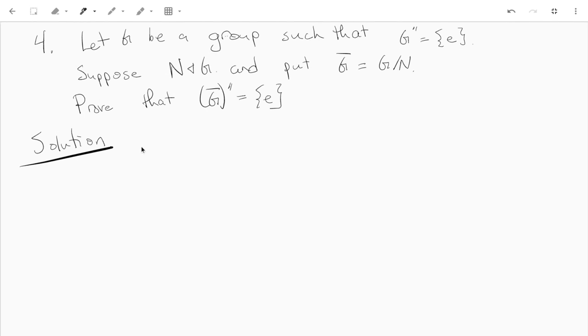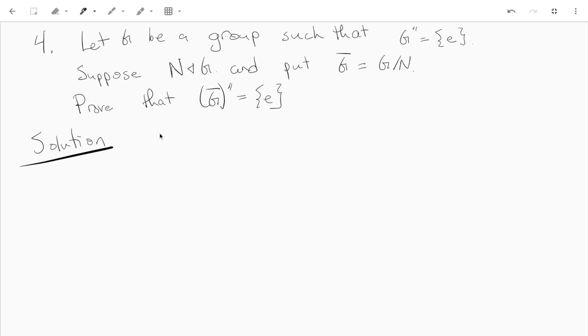Okay, so this question is like a special case of a theorem we saw in class, which says that if N is a normal subgroup of a solvable group G, then G mod N is solvable. Now this special case is that if the commutator of the commutator of G is trivial, then the commutator of the commutator of G bar is also trivial. G bar is the quotient G mod N.